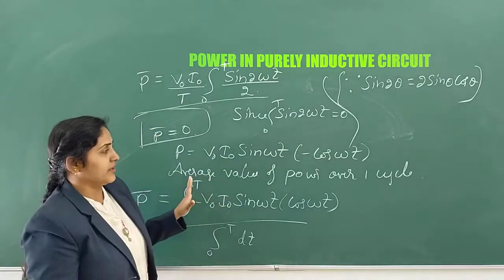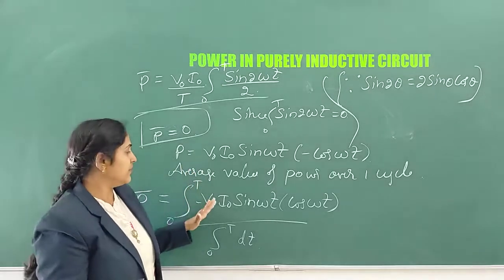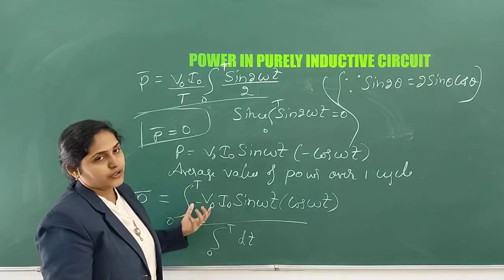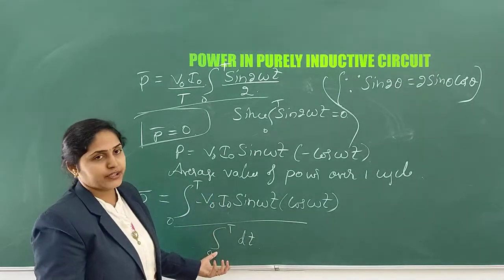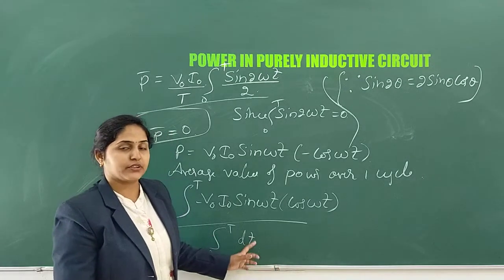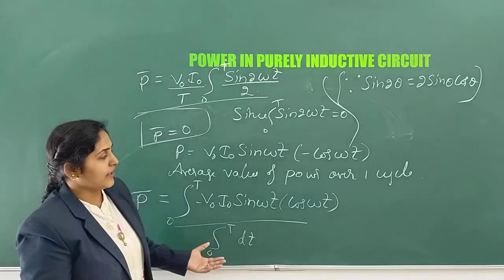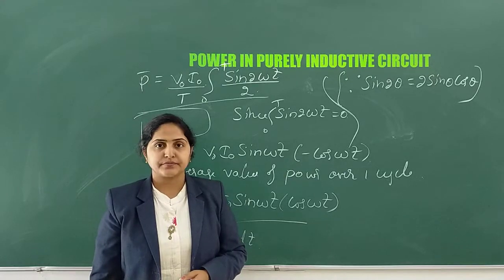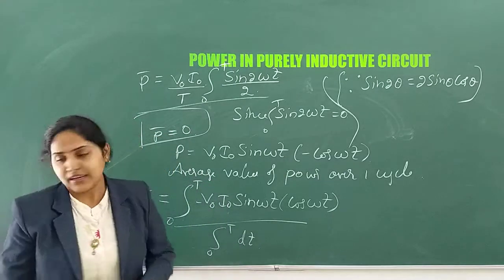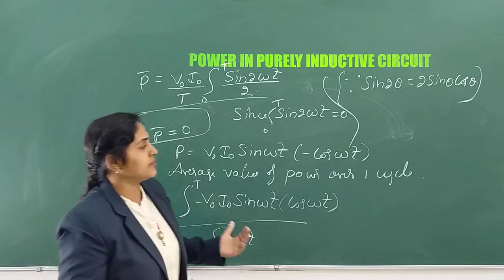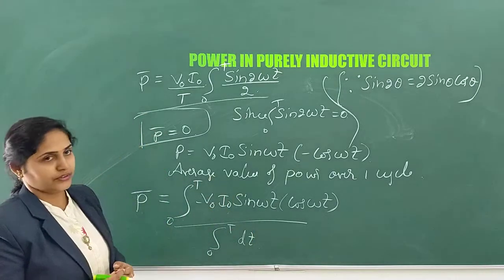We got first the instantaneous power, then the average value of power. To get the average value of power, we integrated from 0 to T the numerator, and in the denominator we integrated 1 with respect to dt, also from 0 to T. On integrating this, we got the average power as 0. This is how the power becomes 0 in a pure inductive circuit.